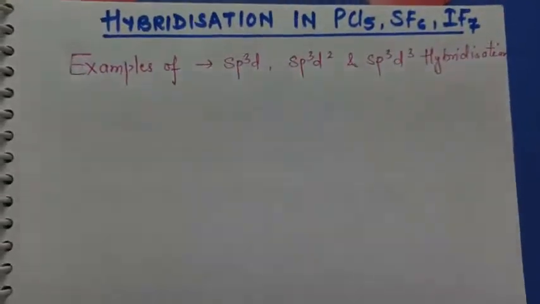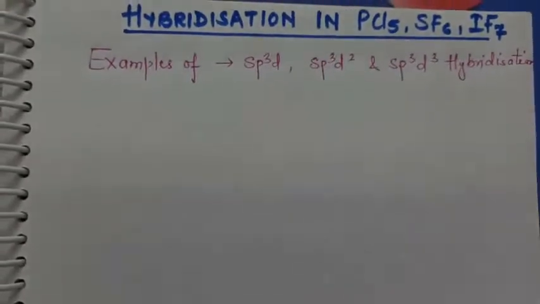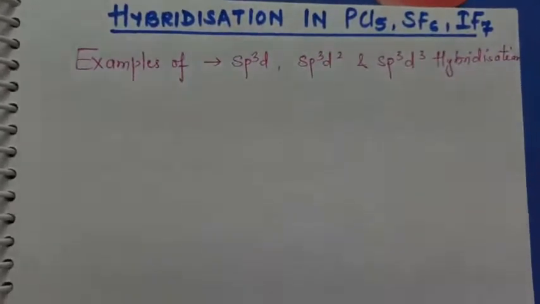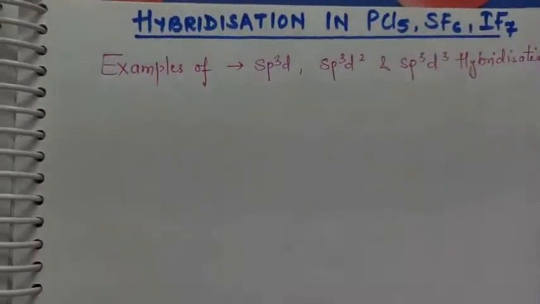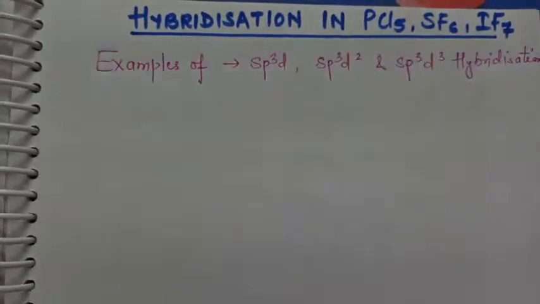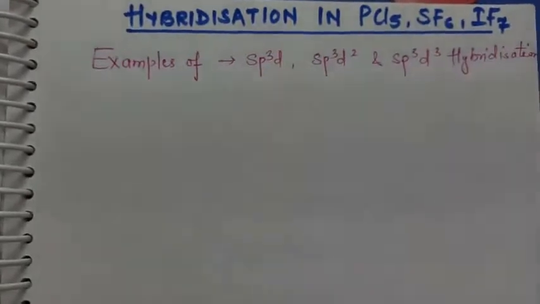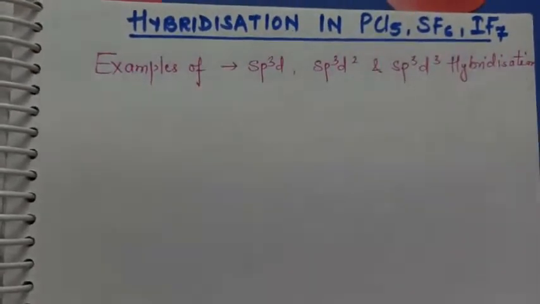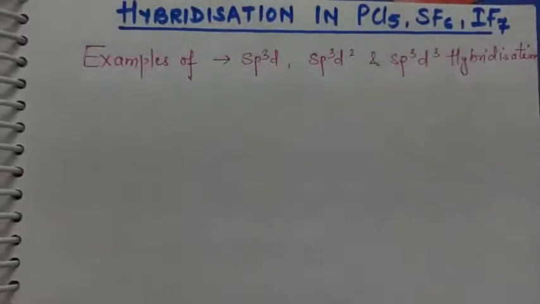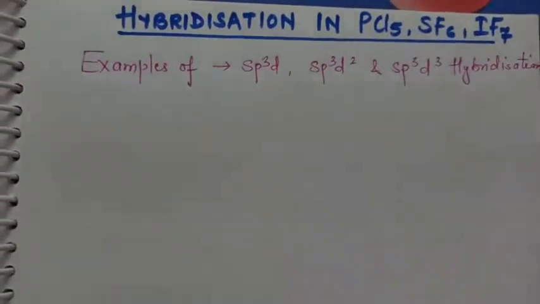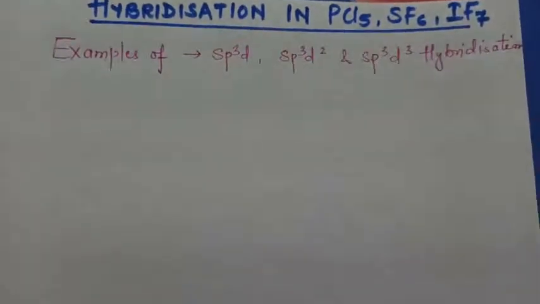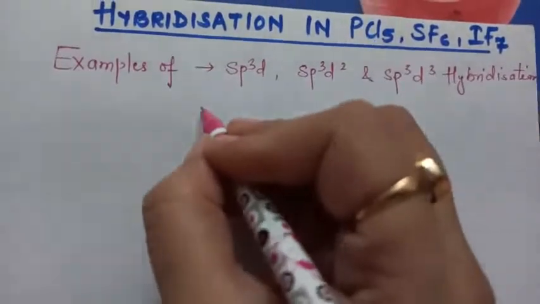Hello children, in the previous video we discussed what hybridization is. Then we discussed sp, sp2 and sp3 hybridization. For sp3 hybridization I gave you a separate video wherein I discussed the examples of ammonia, methane and water. Now three more types of hybridization are left, that is sp3d, sp3d2 and sp3d3. So I will explain these three.